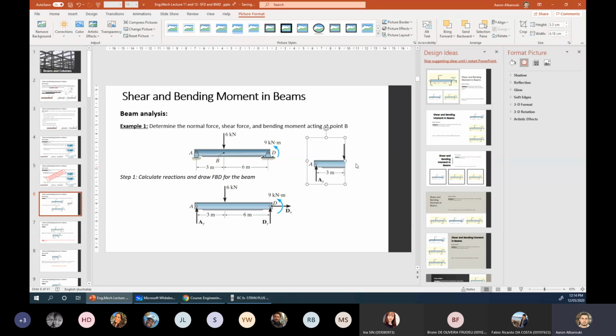So I need to draw the internal forces and moment here. If I need to draw the internal forces for this half or that half, I'll take another half there, Control C.